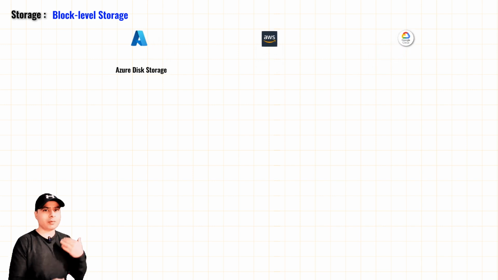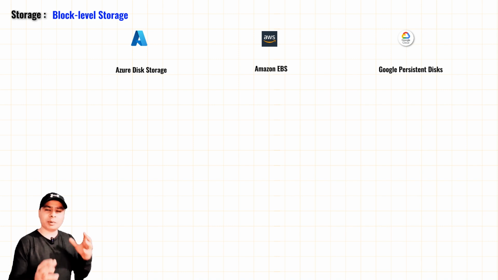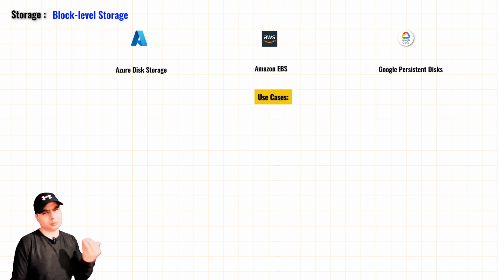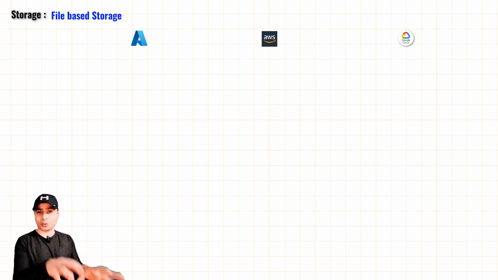From Azure, we have Azure Disk Storage. From Amazon, we have Amazon EBS. And from Google GCP, we have Persistent Disk. The use case is very simple: you attach this block storage to a virtual machine for the operating system and for the data. Then we have a very important category under this storage service, and that is file-based storage.